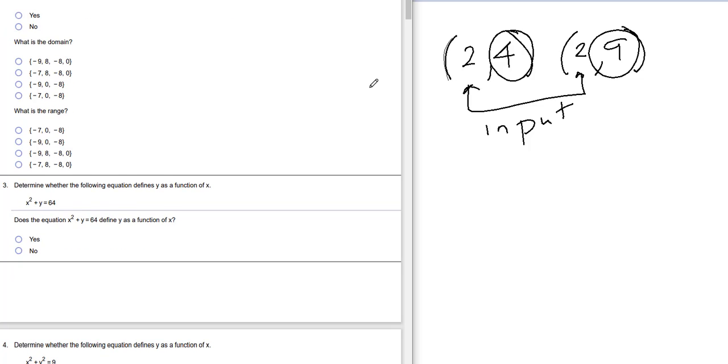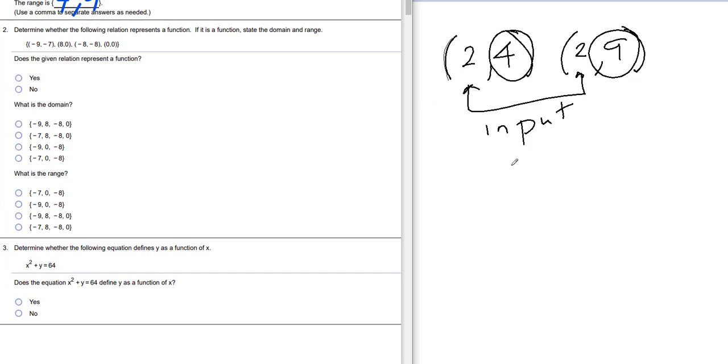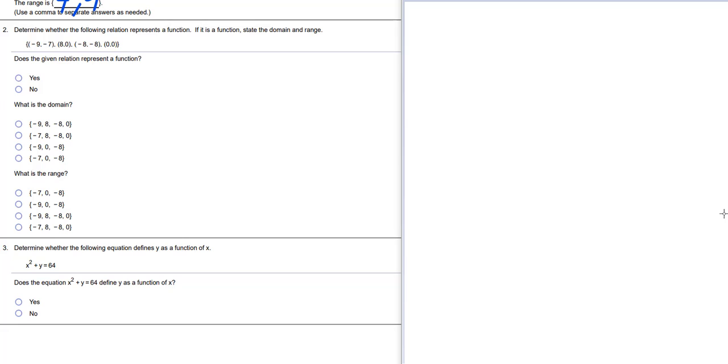Number 2. Determine whether the following relation represents a function. If it is a function, state the domain and range. Again, for each input, there can be exactly one output. So you look at your inputs, -9, 8, -8, and 0. That's the first value. Do any of those repeat themselves? And if they do, do they have the same output value?